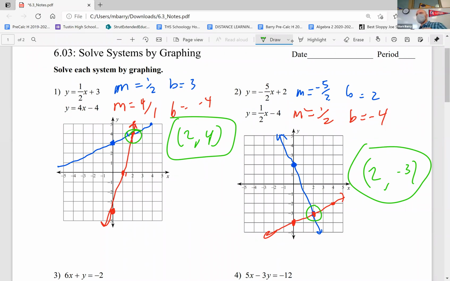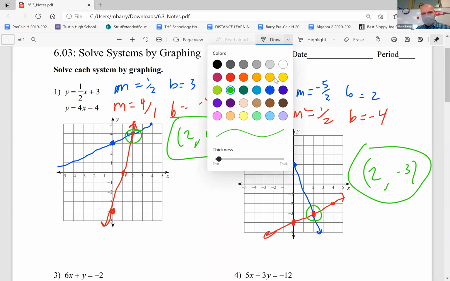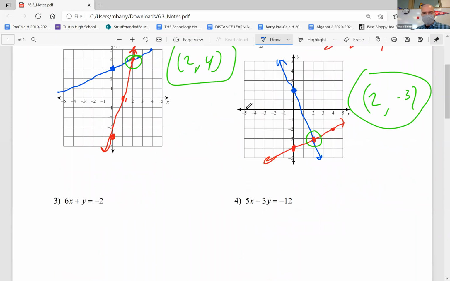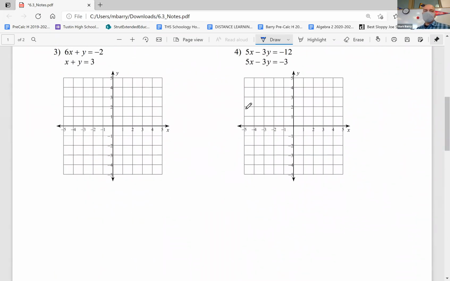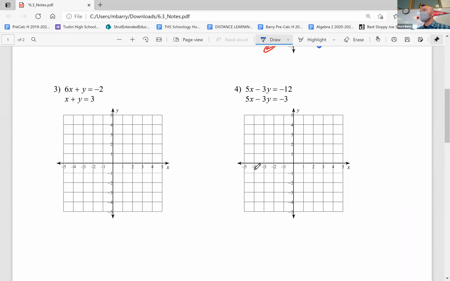All right, so not too bad, right? We're going to get a little trickier on our next ones, so stick with me. You can see on numbers 3 and 4 now, they don't put it in y equals mx plus b. So what you're going to do first for these ones is get them into y equals mx plus b. Really what we're doing is isolating y, okay?